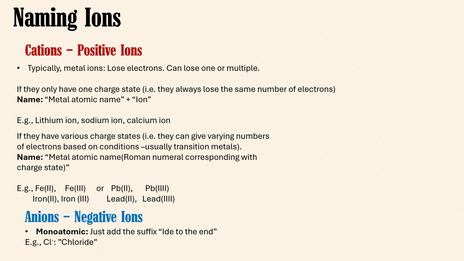Anions are named a bit differently. For monoatomic anions, just add the suffix "ide" to the end. So for example, chlorine, when you add another electron to it, it becomes chloride.